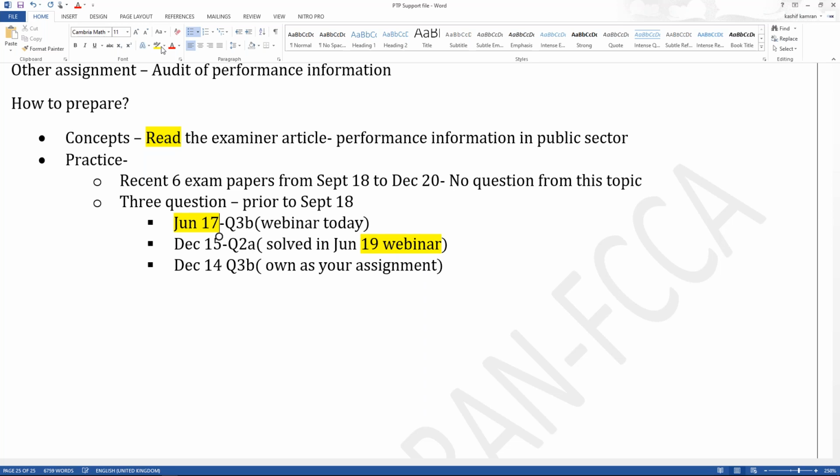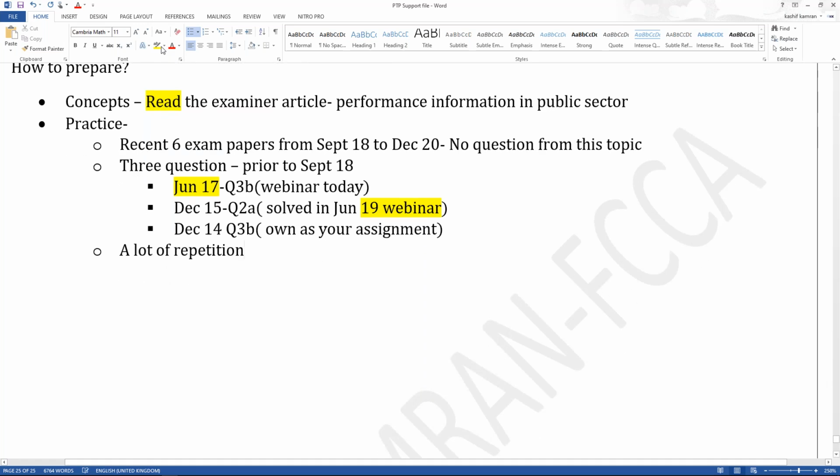Now, the good thing with other assignments, just like forensic and just like due diligence, is that there is a lot of repetition when the examiner gives you a question on other assignments. So what you need to think about is that we have always seen in past papers that whenever the examiner gives you a question on other assignments, it is some sort of a replica from the prior sittings.